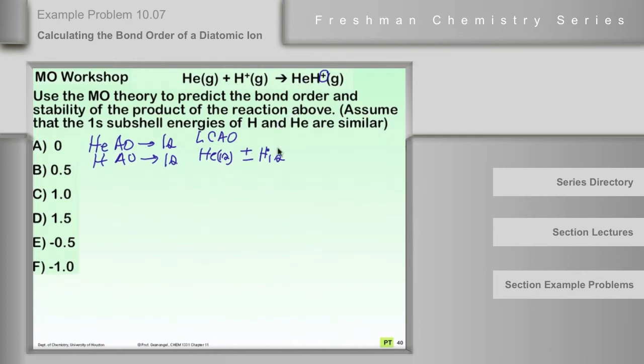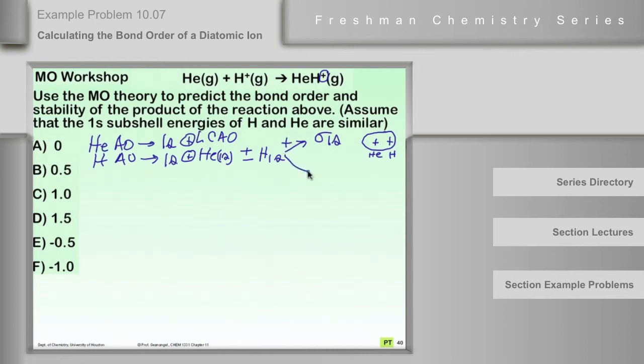Okay, so if we add these two together, we have then a sigma bonding molecular orbital, which I'll just call the sigma 1s. If you ask what it would look like, since the atomic orbitals are both spherical, this molecular orbital would look like the sum of those two, and this would be the helium atom side of it, and this would be the hydrogen atom side of it, and this would be a sigma 1s.